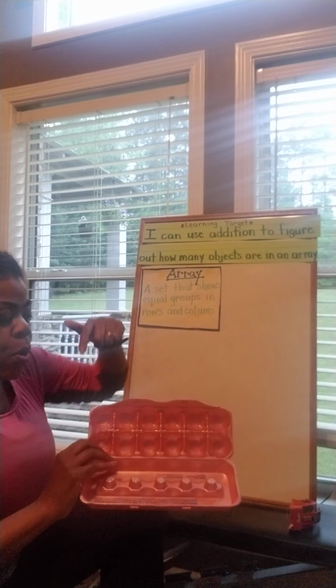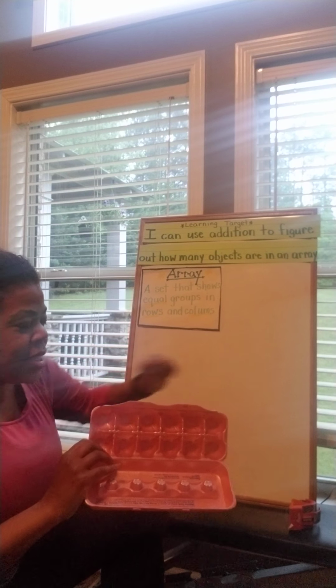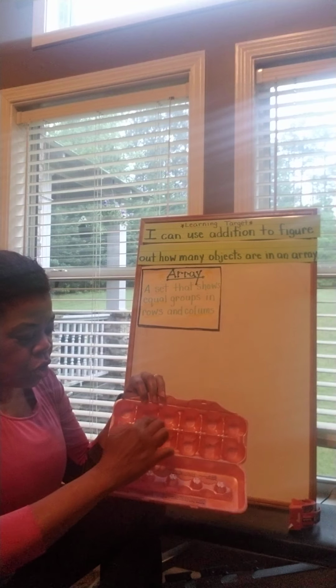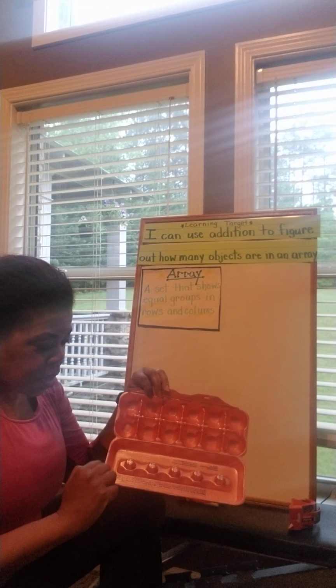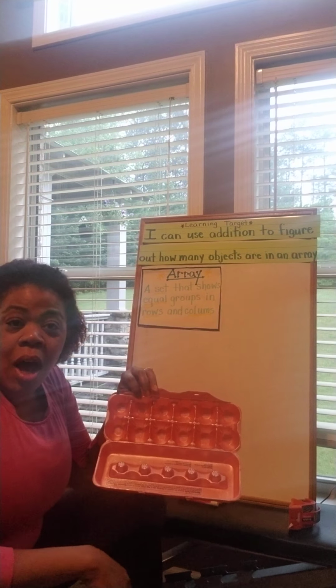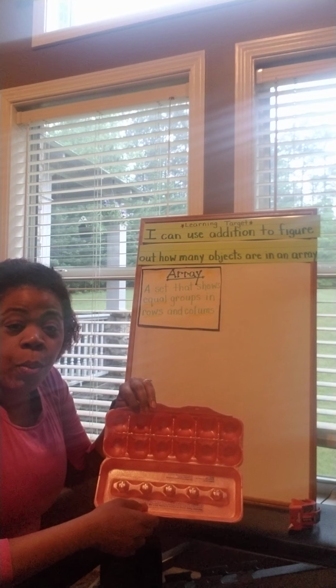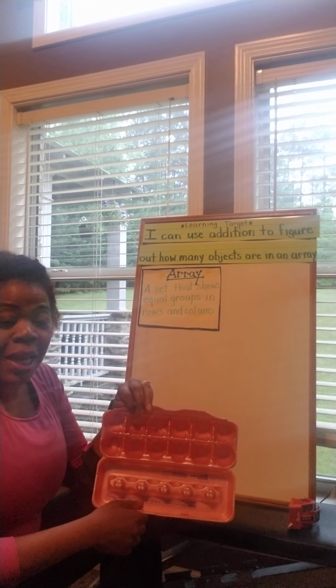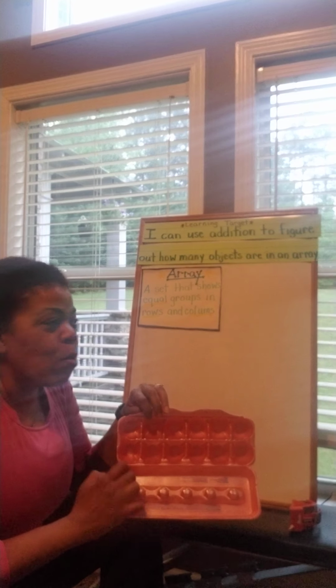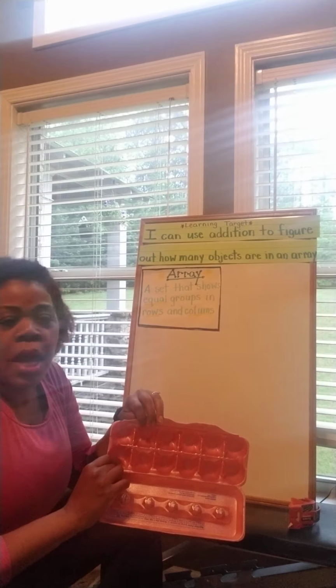So the set is the egg carton, right? And there are equal groups, okay? If we look at the top, there's 1, 2, 3, 4, 5, 6 on the top, and 1, 2, 3, 4, 5, 6 on the bottom. So if we were to do an addition sentence to find out how many little individual sections we have, we could say what? 6 plus 6. We could say 6 plus 6. That would be what we're calling a repeated addition. So we're going to be doing lots of repeated addition sentences.